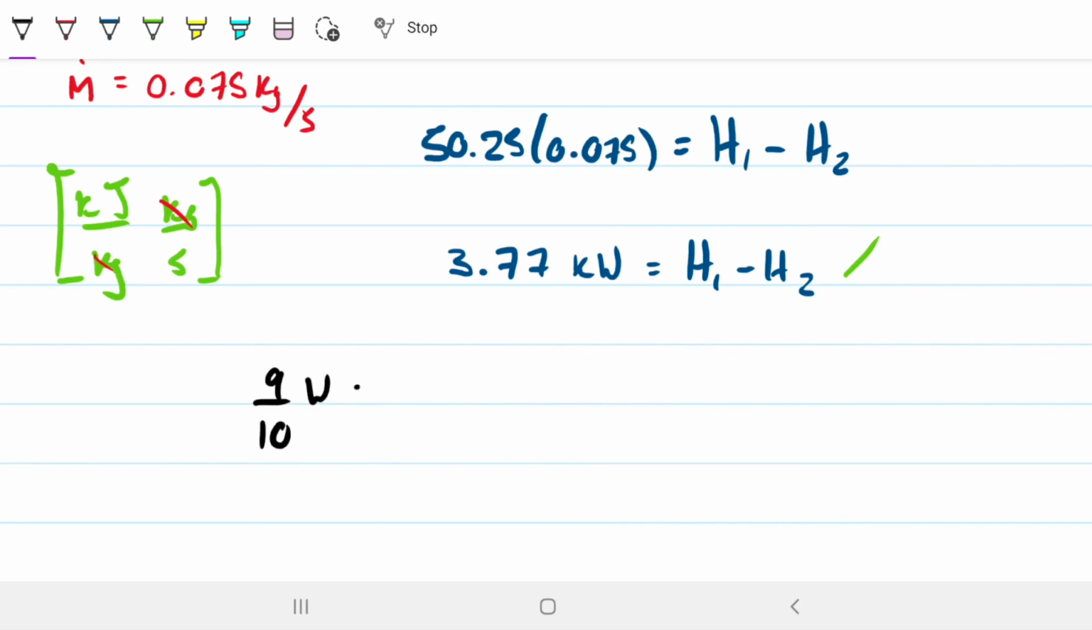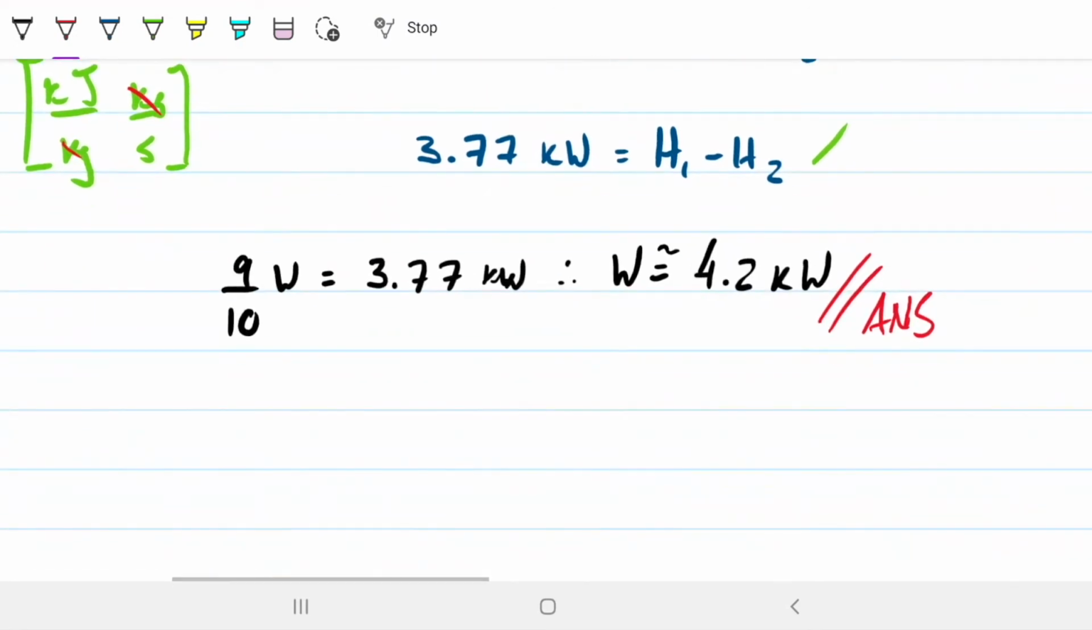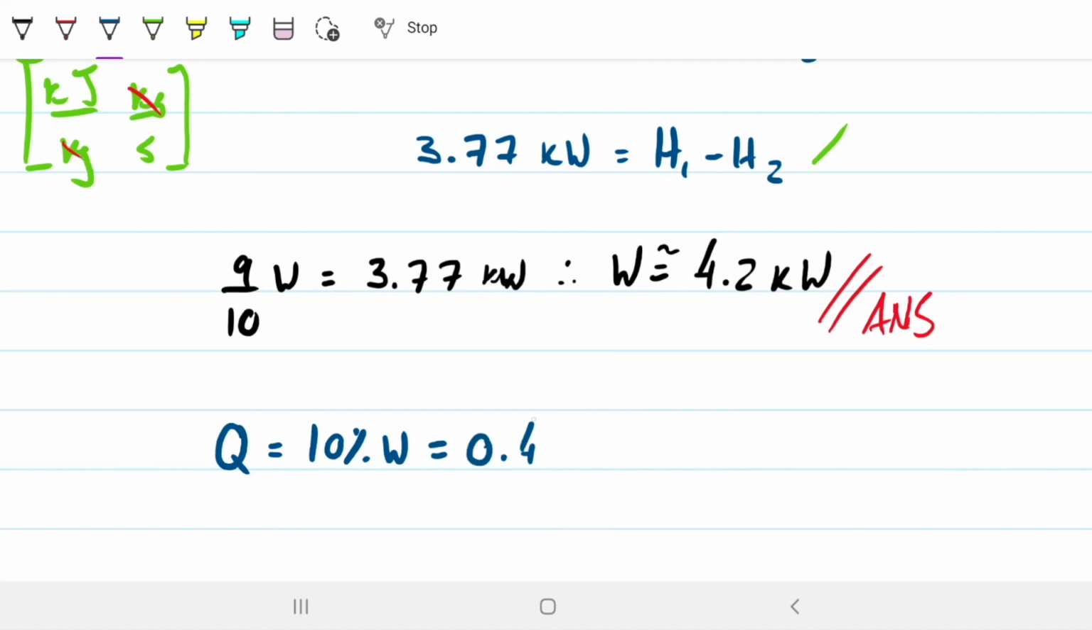Okay, back to the 9/10. So 9/10 of the work output equals 3.77 kilowatts. So therefore, my work equals 4.2 kilowatts, which is my answer, right? So this is useful work that's being outputted by the expansion engine. And the last thing that is asked of us is what is the Q, right? So what is the heat? And we know that Q is just 10% of work. So we just take that divided by 10. So we're going to get 0.42 kilowatts.